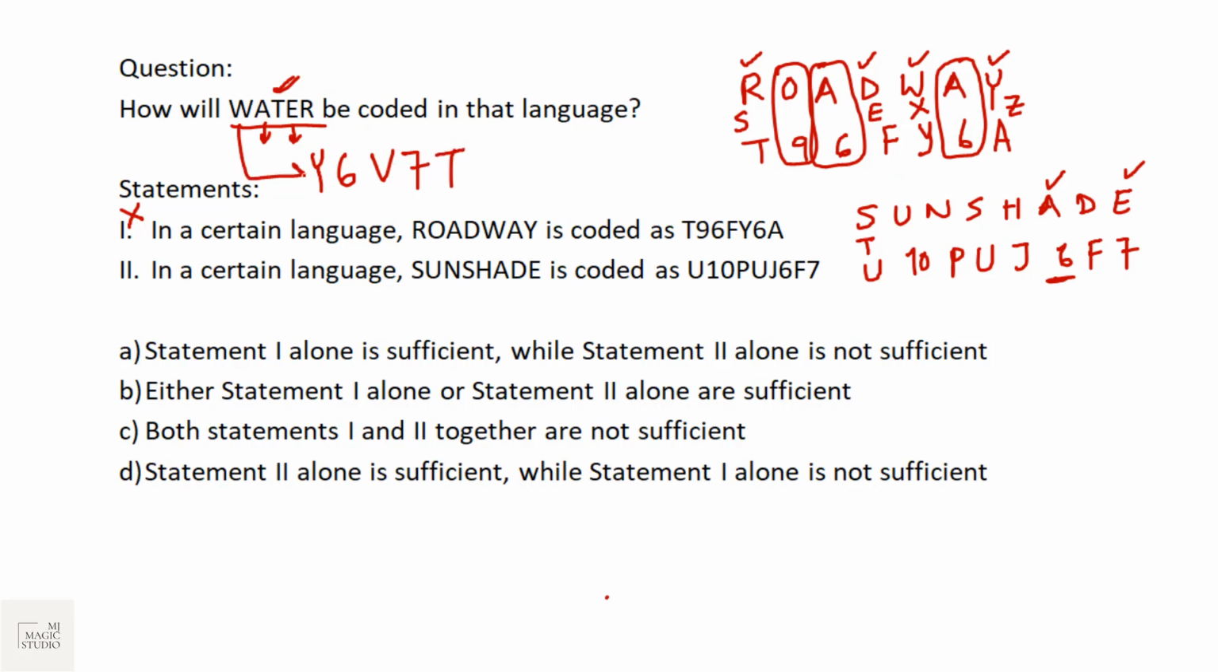So we can find the code for water by using statement 2 alone, because it is giving us the code for A and E straight away, which is the required code for vowels in the word water. So statement 2 alone is sufficient to answer the question, while statement 1 alone is not sufficient. I'll go with option D. You will get this question in round 2. Be prepared for this.